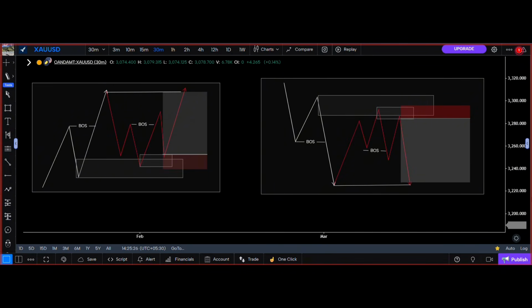Sorry to interrupt. I just wanted to understand one more recap of model number 1. Model number 1 is just going to be a tap and go entry from the higher time frame. That's going to be 4 hour and above.